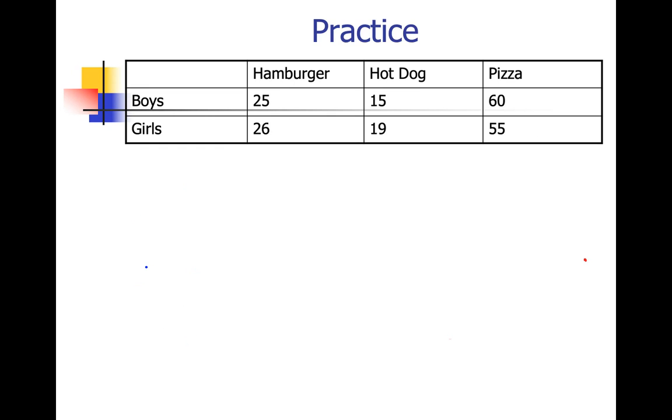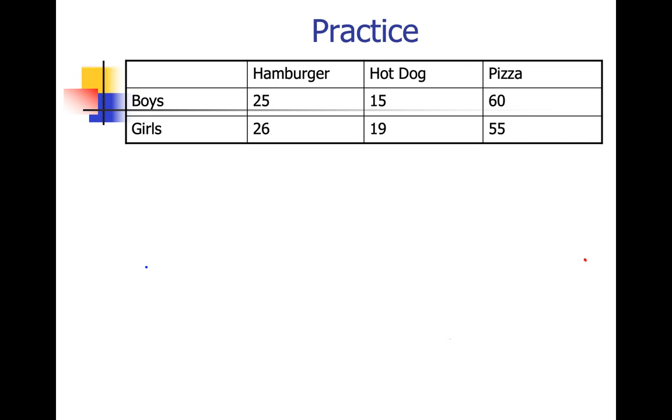So let's look at a table. Now, when I'm reading this table, I'm noticing a few things. This column has boys and girls, right? As I'm going through each row, these two rows have numbers and they're representing hamburgers, hot dogs, and pizza.